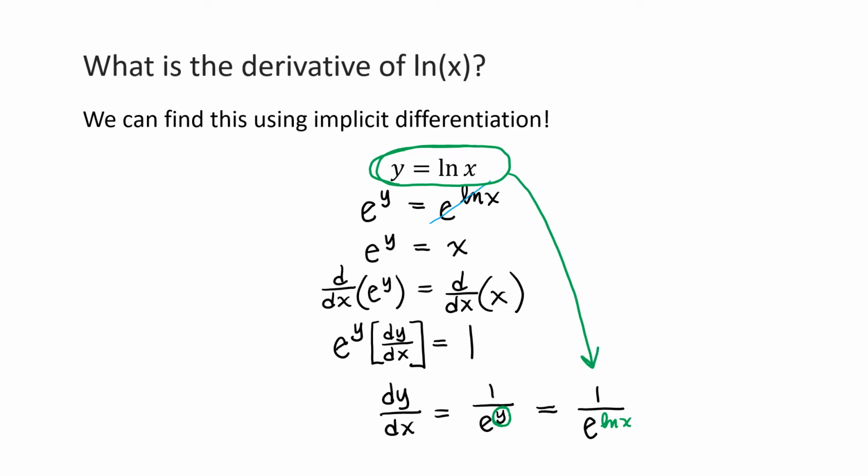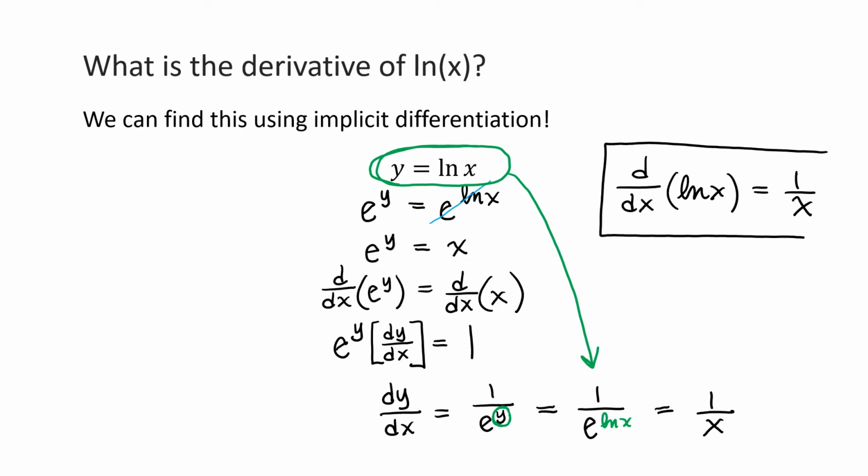And again, just like before, our e to the natural log cancels out, and we're left with just 1 over x. So the derivative with respect to x of y, which in this case is the natural log of x, is equal to 1 over x.